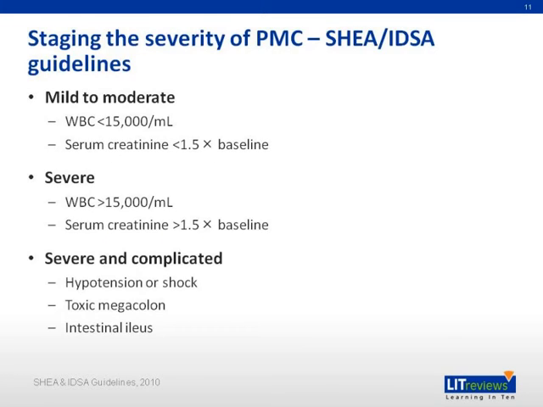So there is an international set of guidelines to determine the severity of PMC. So it can be categorized as mild to moderate, severe, or complicated and severe. And that is based on the white cell counts and the serum creatinine. And in the severe and complicated, it's based on the presence of shock, toxic megacolon, and intestinal ileus.